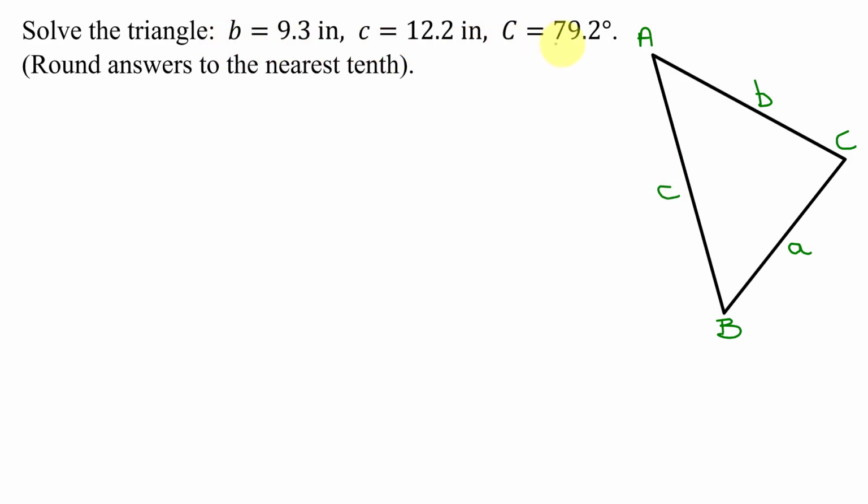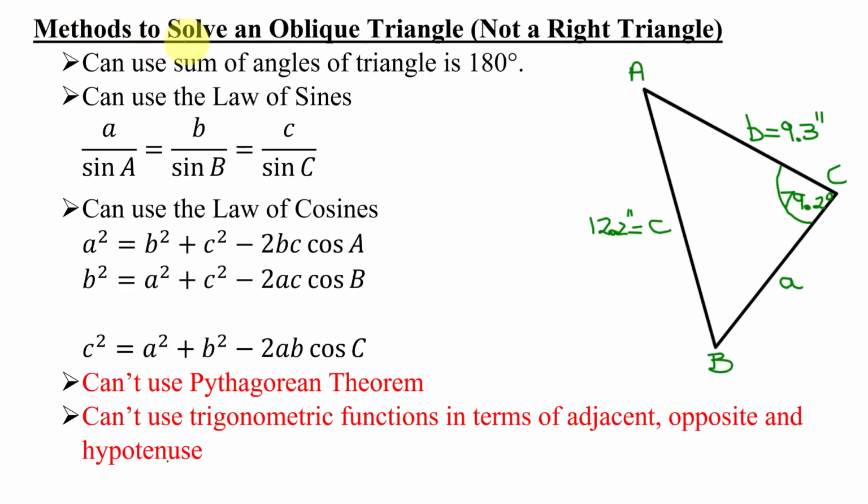Now to put this information on the diagram, I know side B is 9.3 inches. I know side C is 12.2 inches. Excuse my bad handwriting, that does say 12.2. And angle C is 79.2 degrees. Now quickly reviewing the methods to solve an oblique triangle.